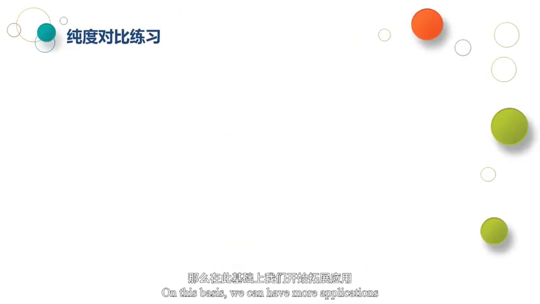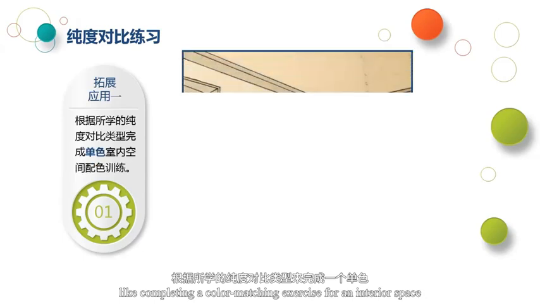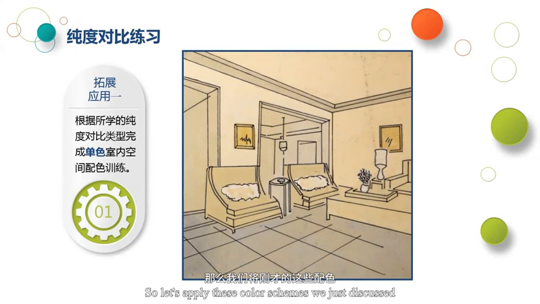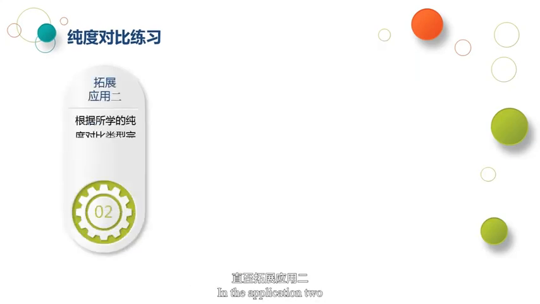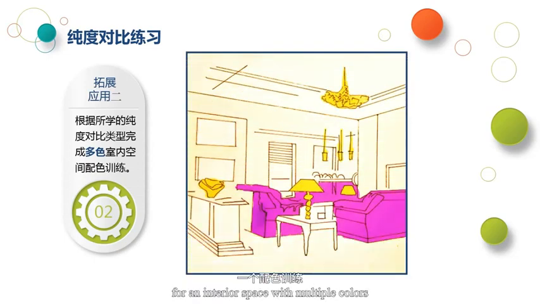On this basis, we can have more applications, like completing a color matching exercise for an interior space based on a single color with the nine types of purity contrast. So let's apply these color schemes we just discussed to actual interior spatial designs, from the simple to the complex. In application 2, it is required to complete a color matching exercise for an interior space with multiple colors.